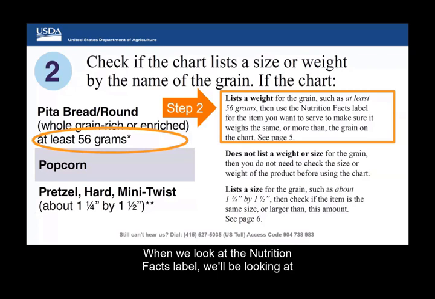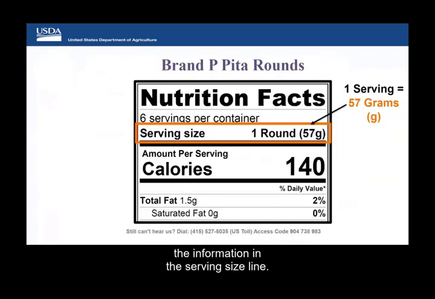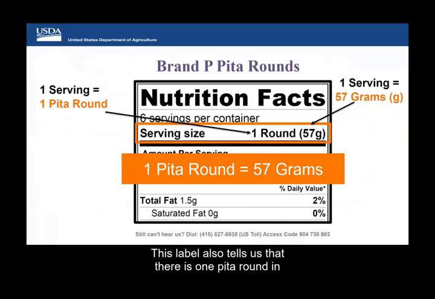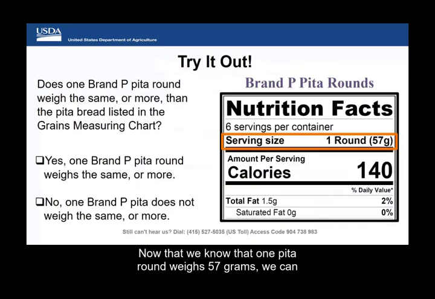When we look at the nutrition facts label, we'll be looking at the information in the serving size line. This label for brand P pita bread round shows us that 1 serving of brand P pita round weighs 57 grams. This label also tells us that there is 1 pita round in 1 serving. So therefore, we know that 1 brand P pita round weighs 57 grams. So, now that we know that 1 pita round weighs 57 grams, we can compare the weight of 1 pita round to the weight listed next to the pita bread in the chart.